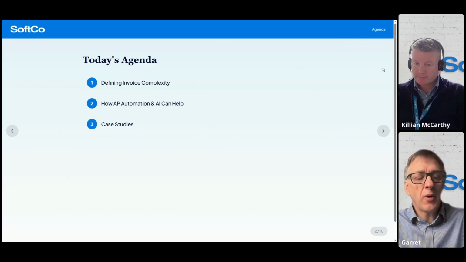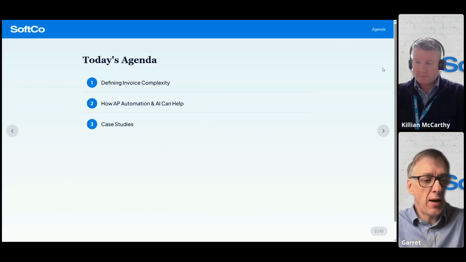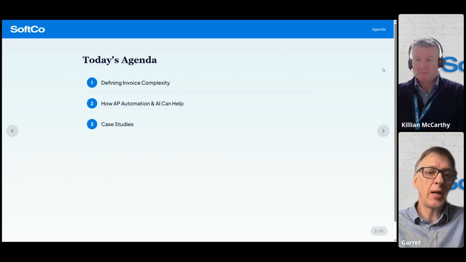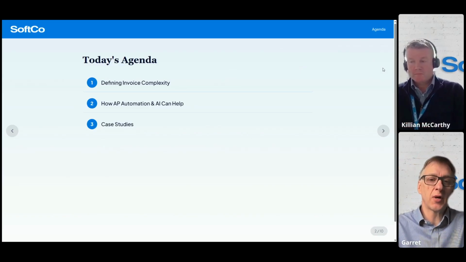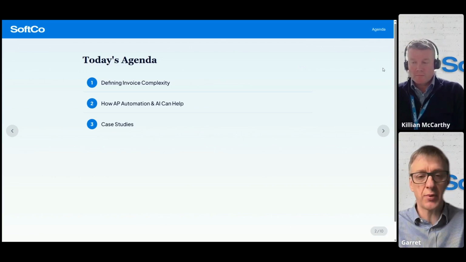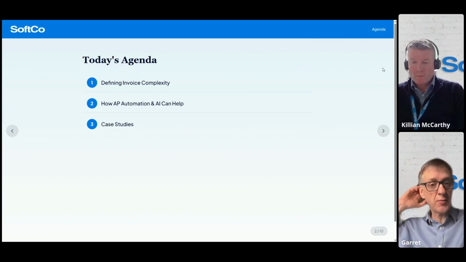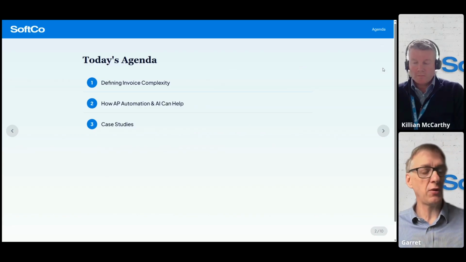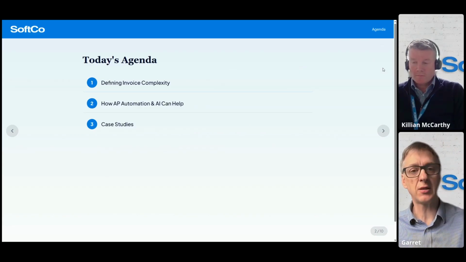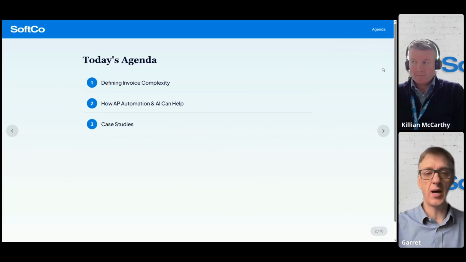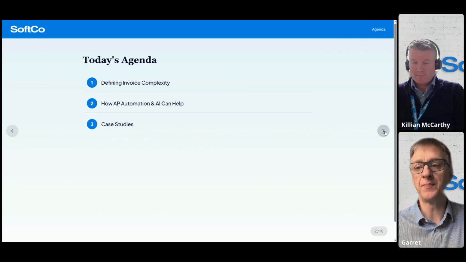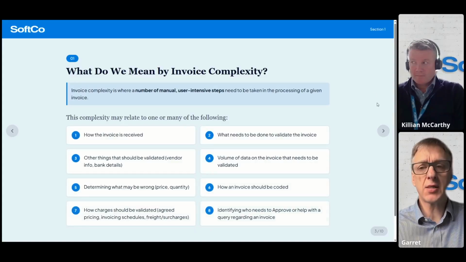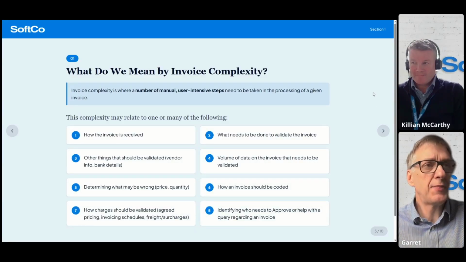So I think what we're hoping to do is give you a sense of all the different areas where an AP solution, and we're not just talking about SoftCo, we're talking in general, can really help with automating what are typically manual or semi-manual processes, or maybe even ones that you're trying to automate at the moment but not getting the results that you expect. So we'll give you an overview or insight into some of the things that are achievable with AP automation and AI.